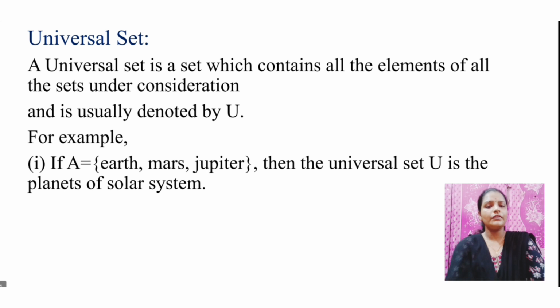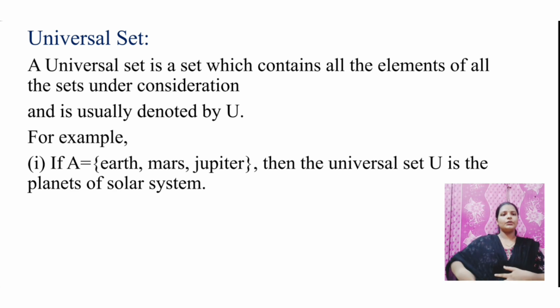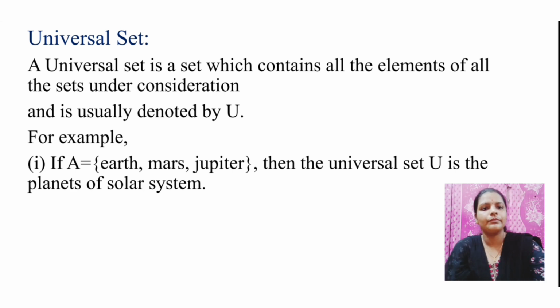Next, universal set. A universal set is a set which contains all the elements of all the sets under consideration, and it is usually denoted by capital U. For example, if A equals Earth, Mars, Jupiter, then U is the planets of the solar system. So U is the total planets of the solar system, but A is a part of it, that is Earth, Mars and Jupiter.